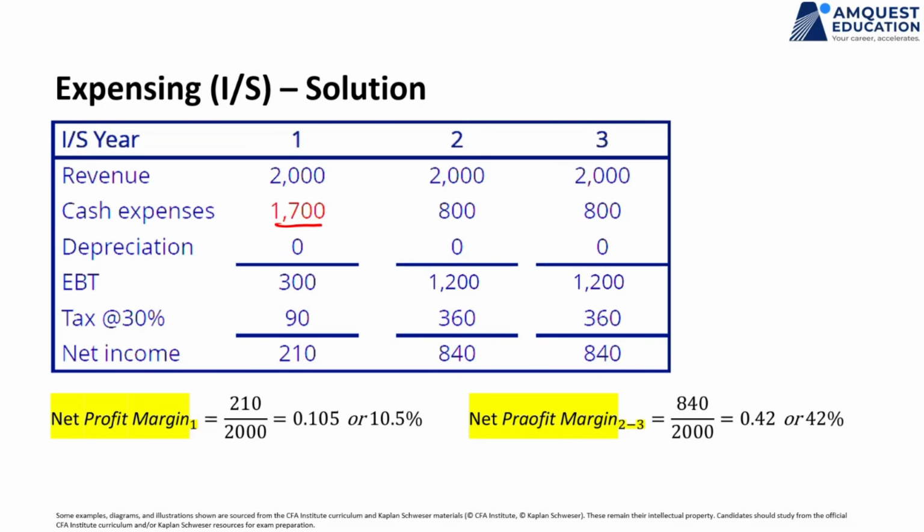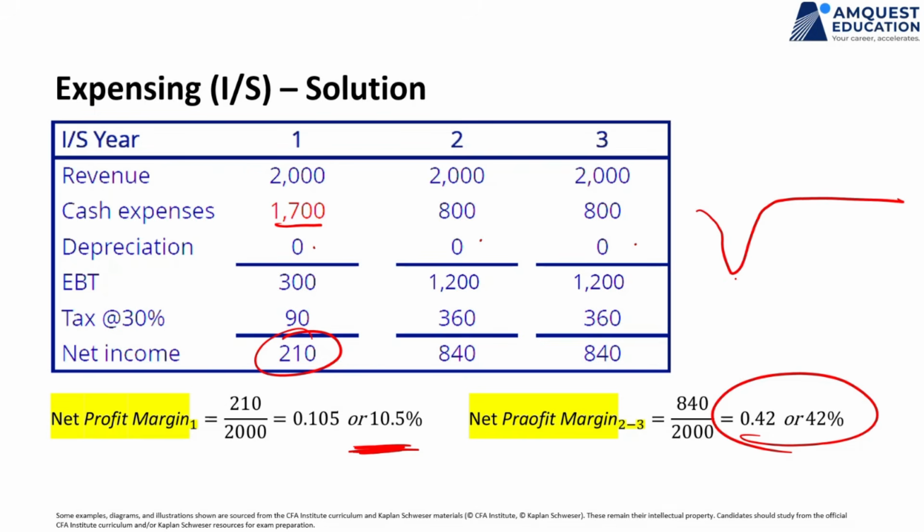1700 in year one, and then 0 depreciation. Suddenly, I will have a very low net profit margin in year one. But in year 2 and 3, my net profit margin shoots up. So this is the disadvantage of expensing. Your profit suddenly dips and then you come back to normal profit. This is an artificially low number because you decided to expense.